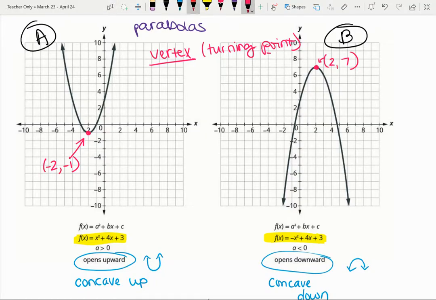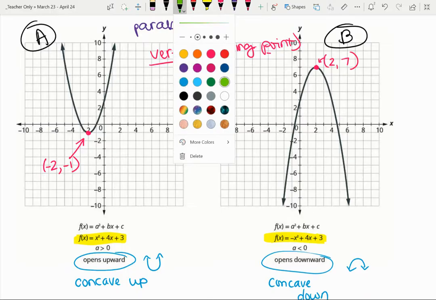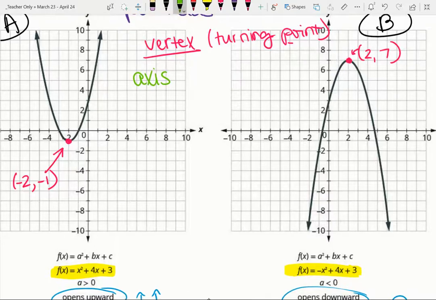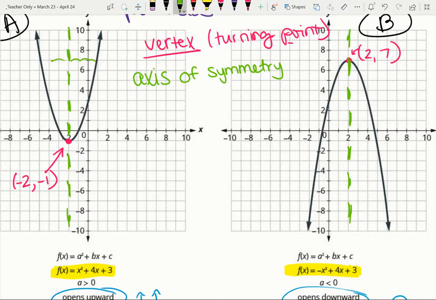Besides the vertex, another important feature that actually works alongside the vertex is called the axis of symmetry. Zoom in just a little bit there. The axis of symmetry is an imaginary line. It's not actually a part of the graph, but it's an imaginary vertical line. It goes right through the vertex. And basically, if you think about this line, the graph is perfectly symmetric on either side of that line, whether it's 3 units away or 2 units away. It's perfectly symmetric from one side of the line to the other.